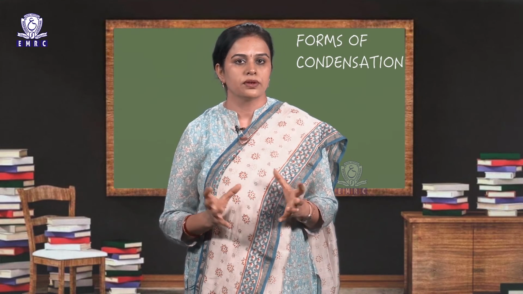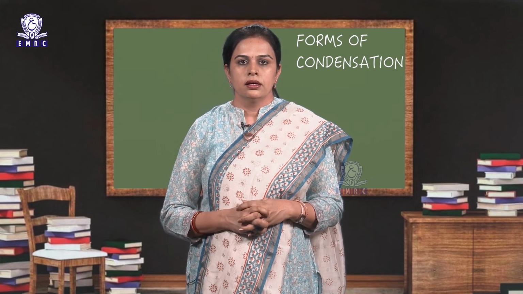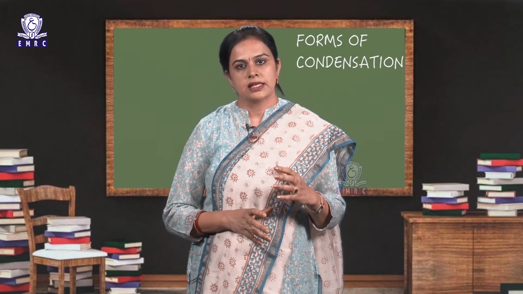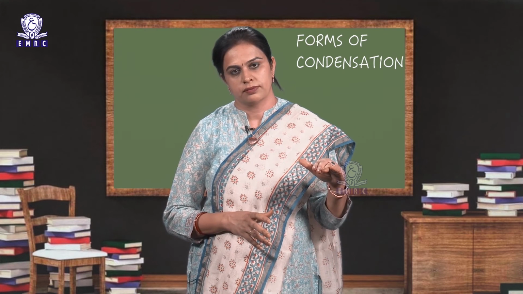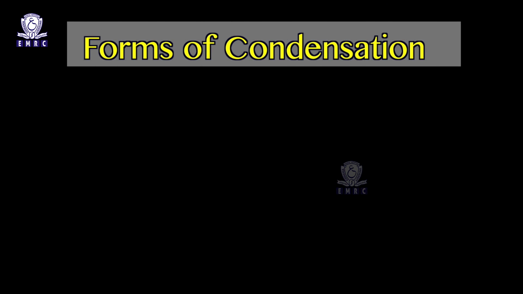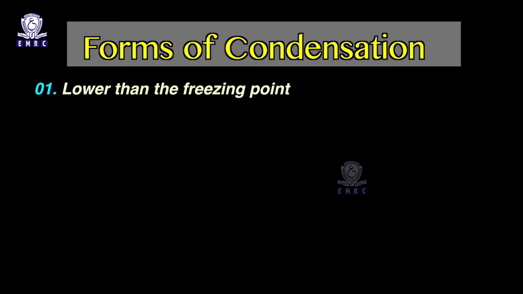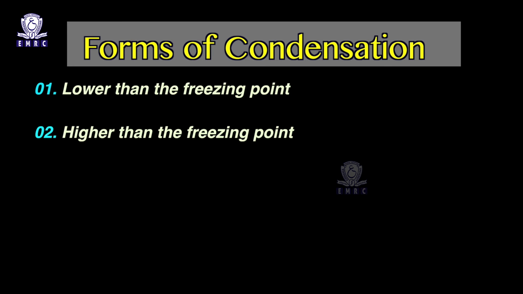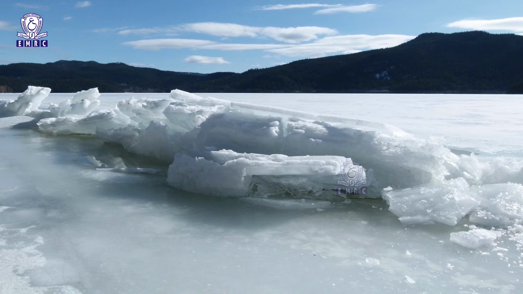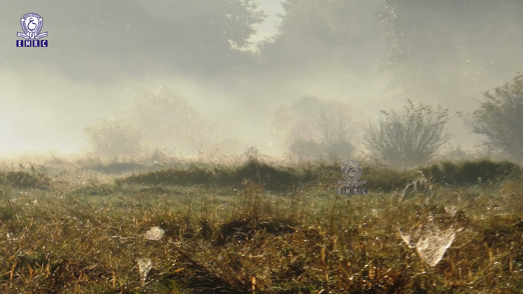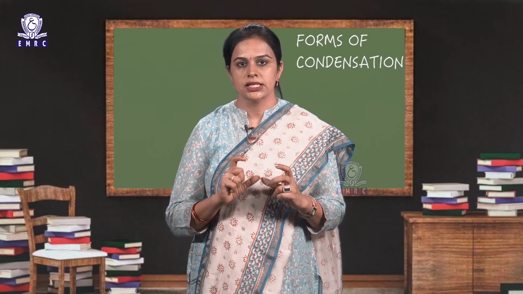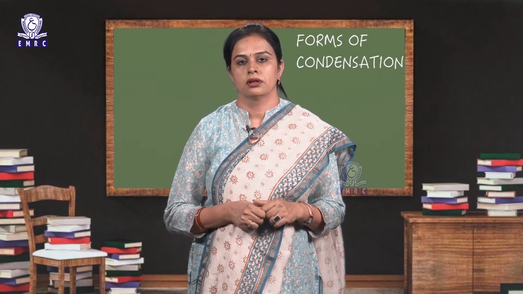What are different forms of condensation? The forms of condensation can be classified on the basis of temperature at which the dew point is reached. Condensation can take place when the dew point is either lower than the freezing point or higher than the freezing point. White frost, snow, hailstones and some clouds are produced when the temperature is lower than the freezing point, whereas dew, fog and clouds result even when the temperature is higher than the freezing point.